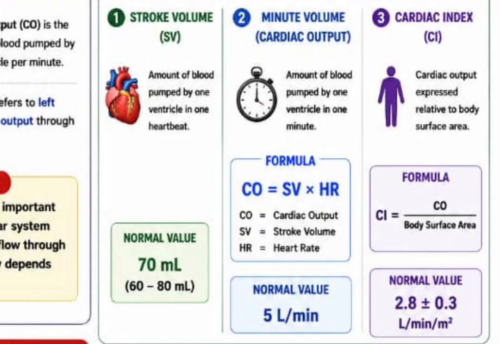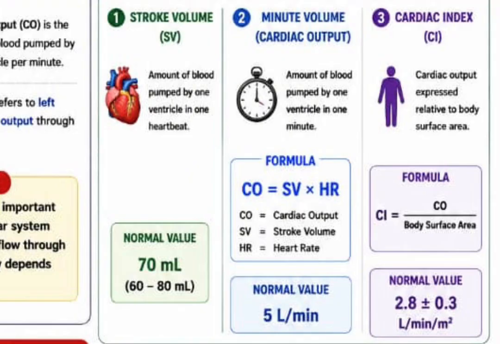So one thing you have to recap: the stroke volume is 70 ml, which is a 60 to 80 ml range. Then the cardiac output here is 5 liters per minute, and the cardiac index is 2.8 plus or minus 0.3 liters per minute per meter square. Are you getting it now? And you always remember, cardiac output is equal to stroke volume times your heart rate.